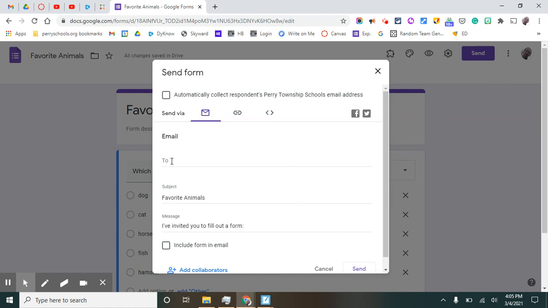So you want to send this to lots of your classmates. You could even send it to everybody, right? But at least send it to 10, 12, 15 of your classmates so that they can complete your survey. Once you've typed in all their names there, you click this button here that says send, which is what I am about to do. I'm going to send this out to all of the students in my class here this year.